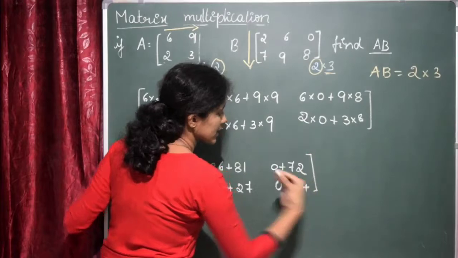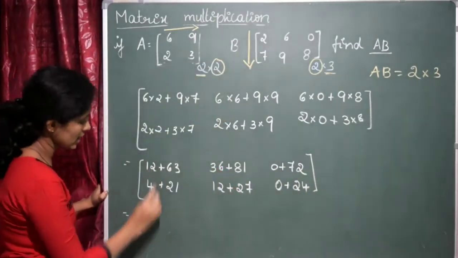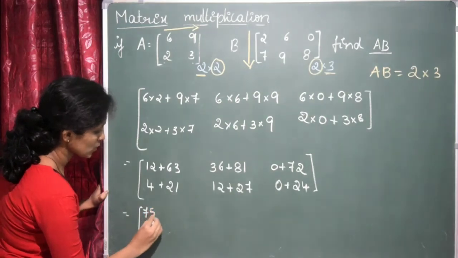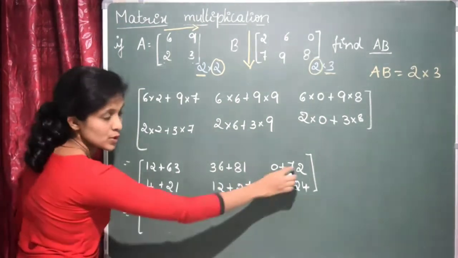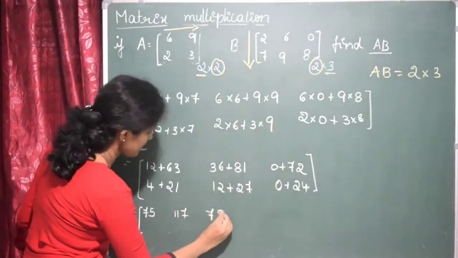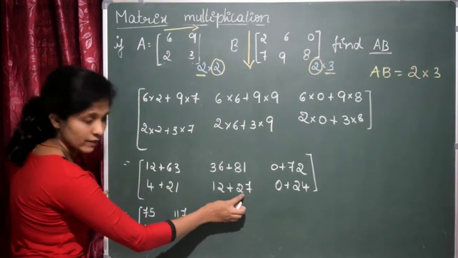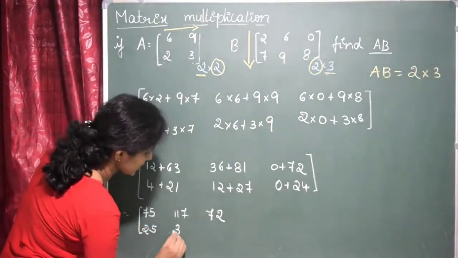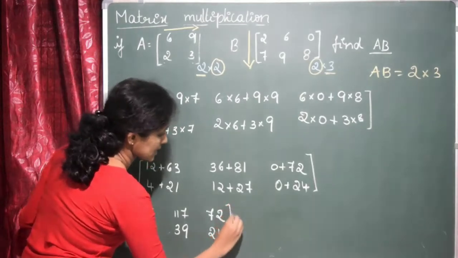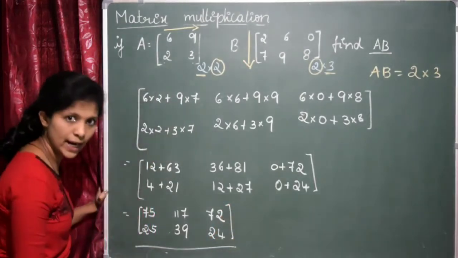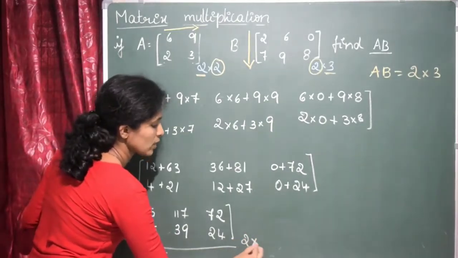Now we can simplify this. Right? So this is now 12 plus 63 is 75. So this is now 36 plus 81 is 117. So this will be now 72. So this is now 4 plus 21 is 25, 12 plus 27 is 39. Right? So this is now 24. Is it clear? This is the product of A and B. What is the order of this matrix? Number of rows is 2 and number of columns is 3.